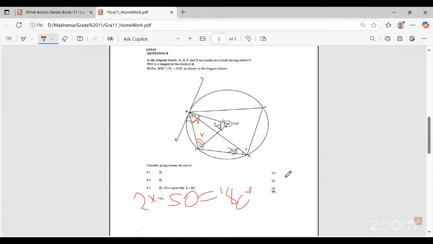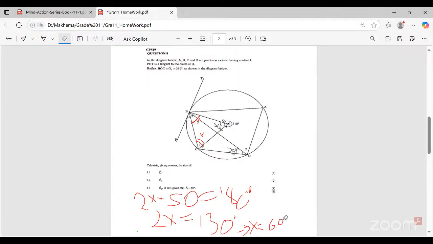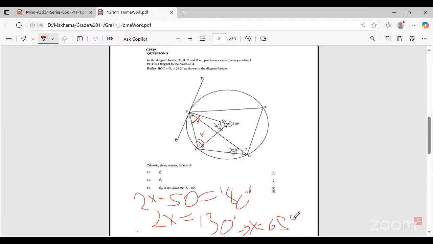Yes, reason being the sum of interior angles of a triangle is supplementary. And then 2x is equal to 180 minus 50, which is going to give us 130 degrees. Therefore, our x is just going to be what? We divide by 2 both sides, we get 65. Oh, so not 60, 65. Is this what you're saying?